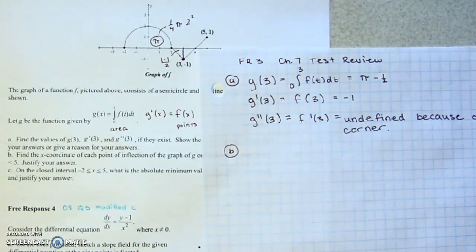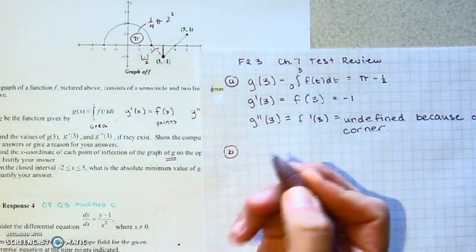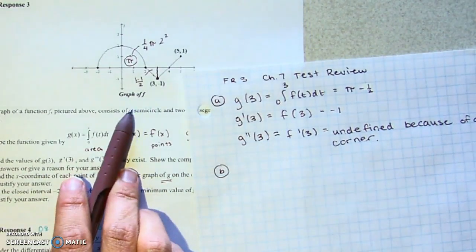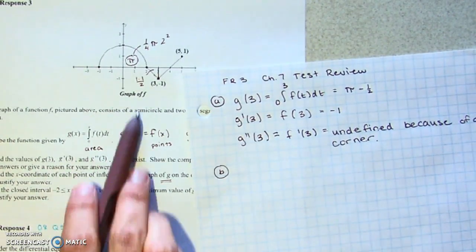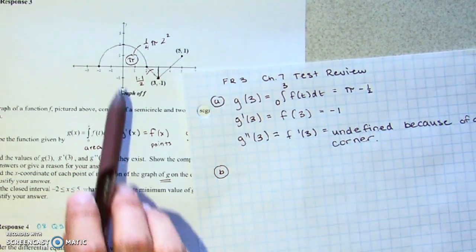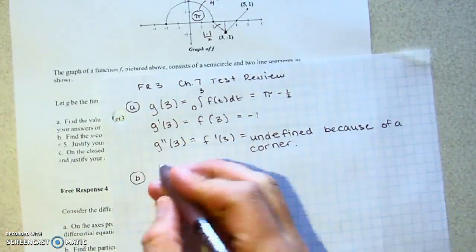Find the x-coordinate of each point of inflection of the graph of g. So this happens a lot, you guys. We're asking about g, but they gave us a graph of f. So we don't just look here for point of inflection, okay? There's actually none on that graph. We're talking about g.